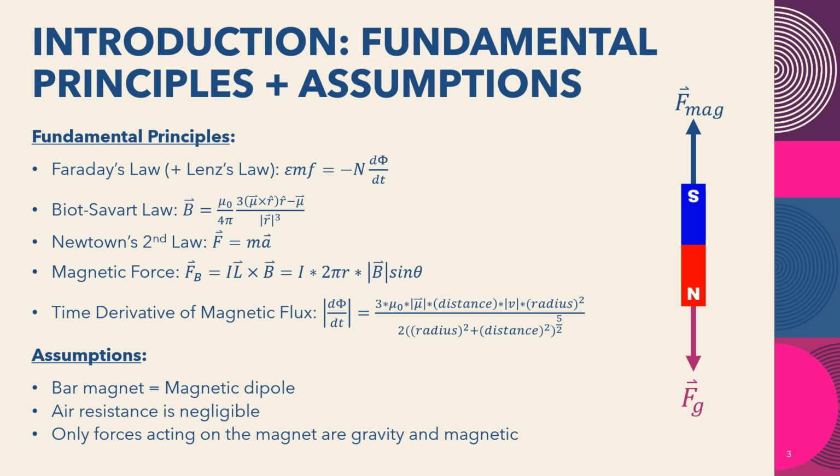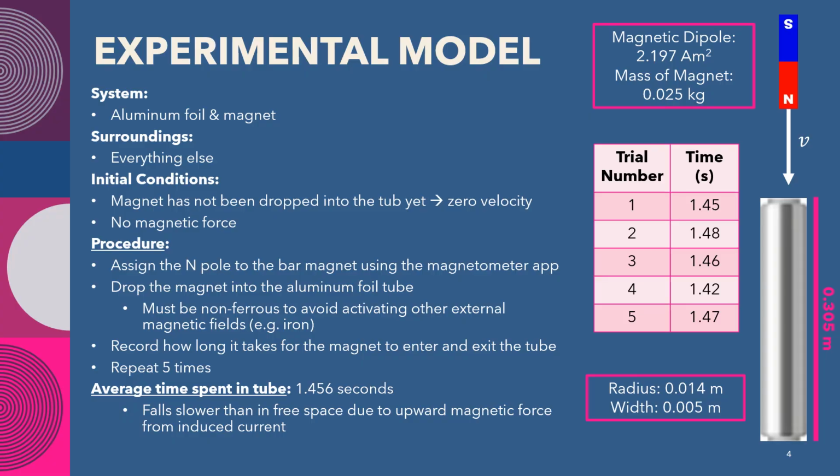magnetic forces. For the experimental model, the system is aluminum foil and magnet, and the surroundings are everything else. The initial conditions are that the magnet has not yet been dropped, so there's zero velocity, and there is no magnetic force yet acting on the magnet.